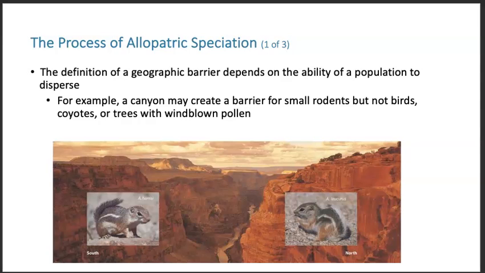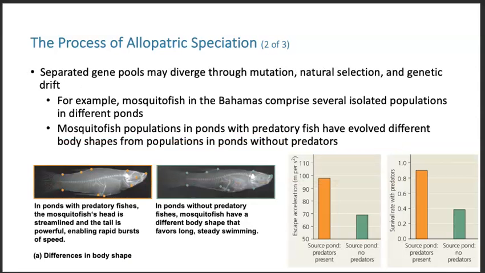Another thing about allopatric speciation is that it absolutely depends upon the ability of a population to disperse. So for example, like a canyon here, this is the Grand Canyon. The Grand Canyon is a barrier for these little chipmunks, right? Or we call them ground squirrels also, besides chipmunks. So these little rodents can't get past the barrier of the Grand Canyon, but a bird can. Coyotes are big and they can get from one side of the canyon to another. So can pollen from trees. So while the Grand Canyon is a barrier to these two little species of chipmunk, it's not a barrier to the trees or to the coyotes or to the birds.